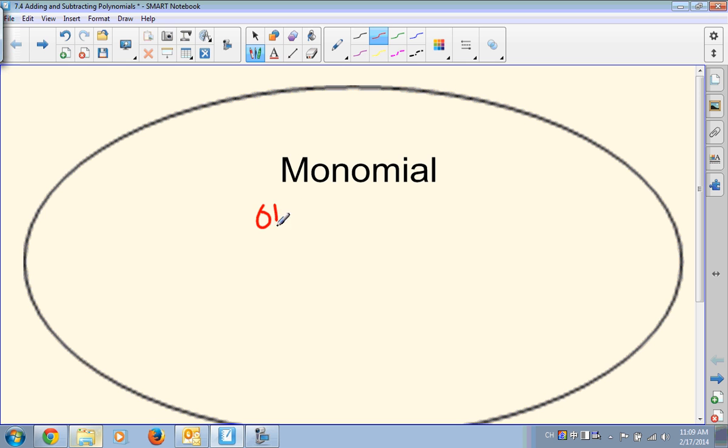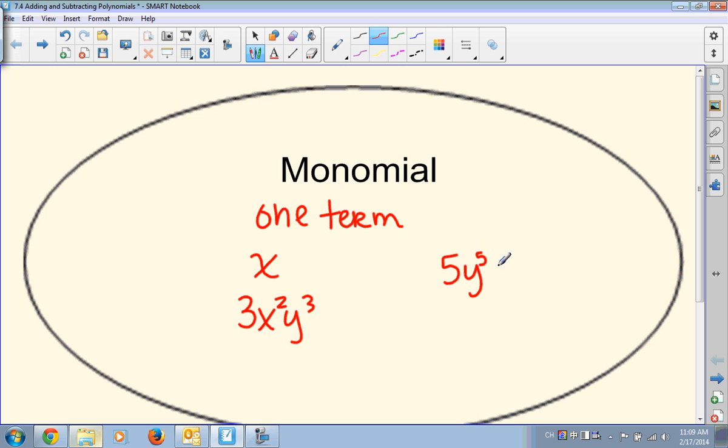So this is one term. So far, everything that we've been doing with the exponents has been a monomial. It's been one term because there's been no plus or minus signs in between them. Okay, so a monomial can be anything from x to 3x squared y cubed. Those are all monomials. 5y to the 5th power.